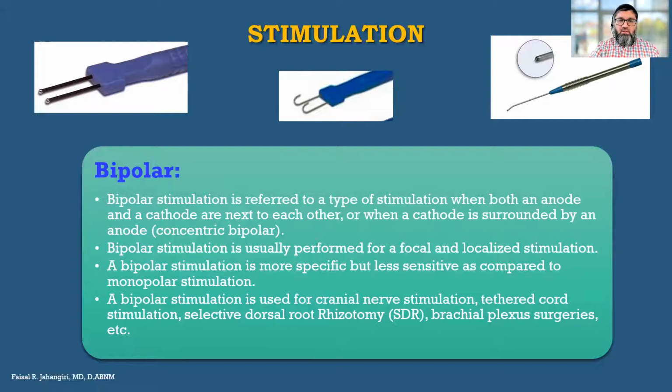So monopolar nerve stimulation, for cranial nerves especially, is used for identification of the nerve. But when you want to track the nerve, then you can switch to bipolar stimulation.